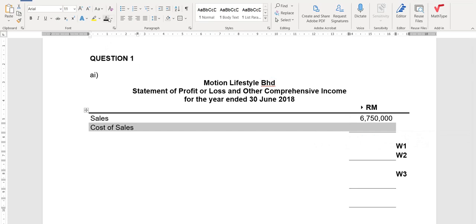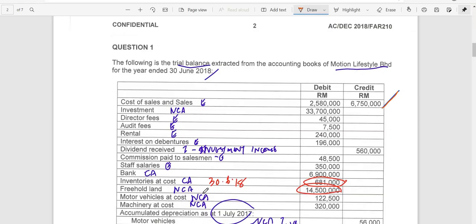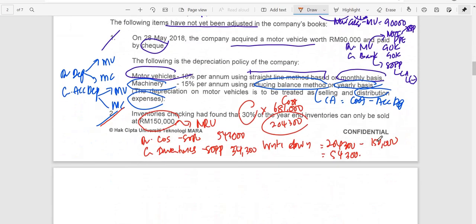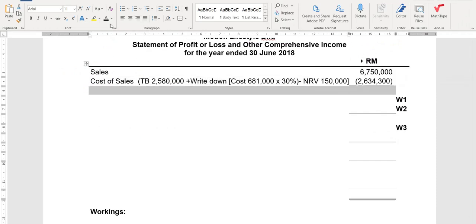Remember earlier on we have done the adjustment for the write down, and I'm now repeating the calculation here for the write down. Our figure much earlier was 54,300 for the write down. Let's see, where was it? Yes, this one, the one here. Now we will get our gross profit. Then we will proceed with that.